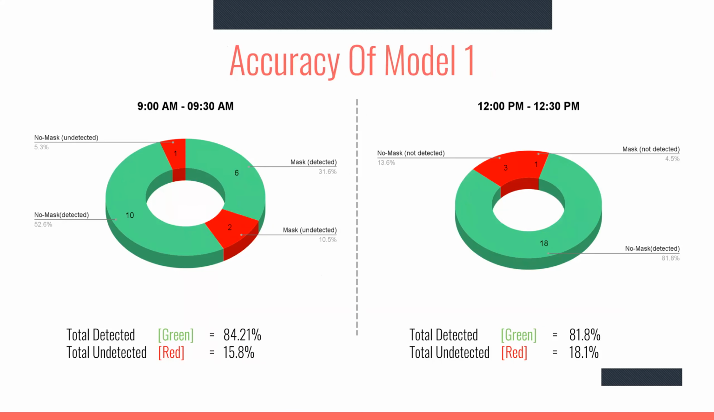Here are 2 pie graphs demonstrating the accuracy of our model. The one on the left being from 9 a.m. to 9:30, and the one on the right being from 12 p.m. to 12:30. The green represents detected by the model, and the red represents undetected. And if you add both those together, you'll get the total amount detected during that time period and the total undetected by that time period.